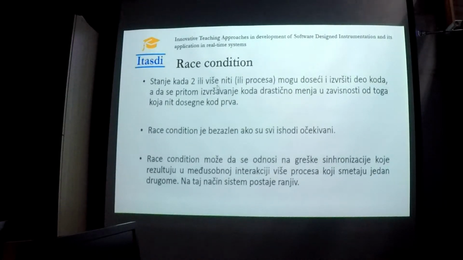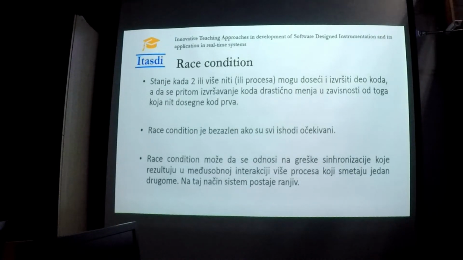So about race condition, we can imagine a race condition when two or more threads or processes can reach some part of code, and the execution of the code is different depending on which thread has reached that part of the code first. So if the first thread reaches the part of the code, the output would be different than in the case when the second thread reaches that part of the code. But if you know all the expected outputs and they won't provide any issues, then the race condition is not such a big problem.